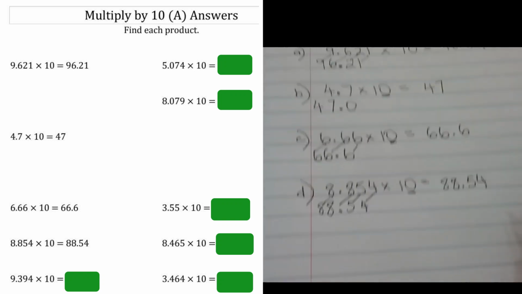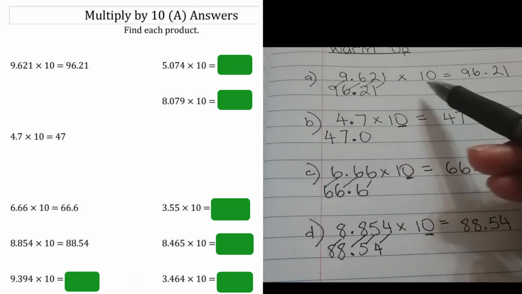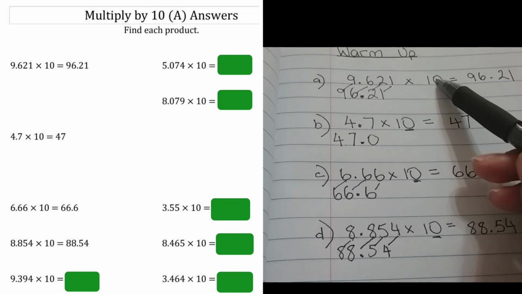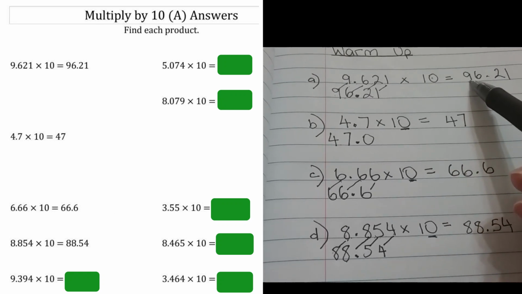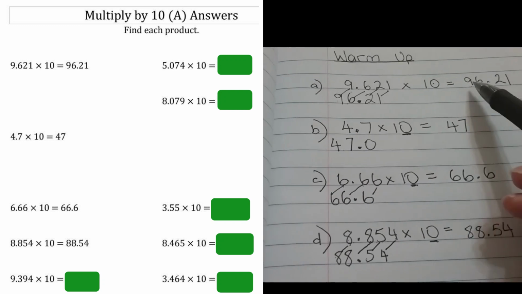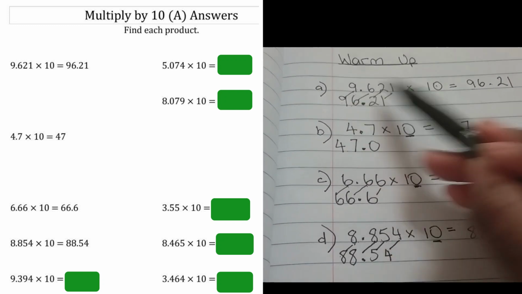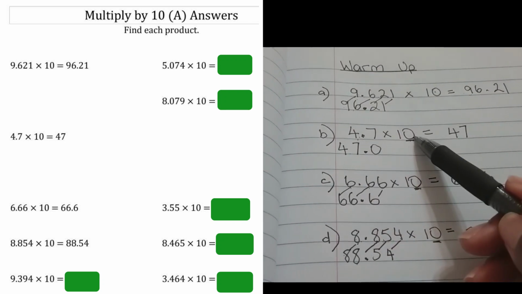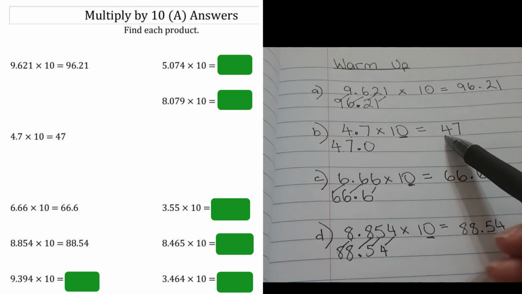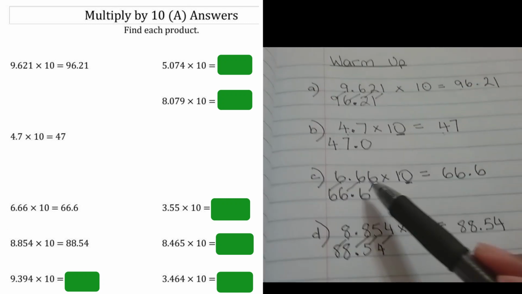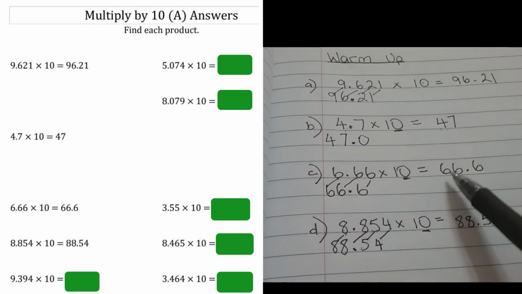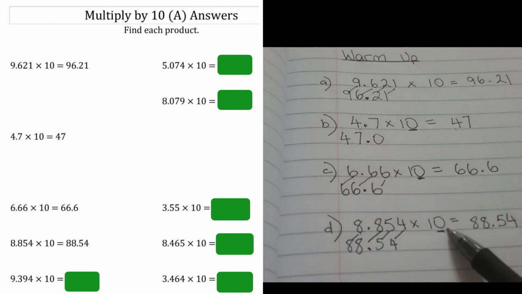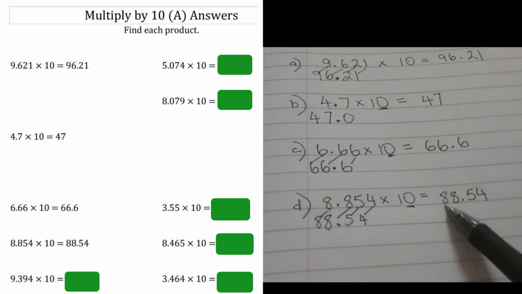And I know my answers are reasonable because when I go back and check, I can think to myself, well, 9 times 10 is 90. And in my answer, it's 96.21. So it makes sense that this 9 went from being 9 to being 90. Similar down here, 4 times 10 is 40. So I should have 40 in my answer, and I do, 47. 6 times 10 is 60, and I have 60 in my answer. And finally, 8 times 10 is 80, and I have 80 in my answer.